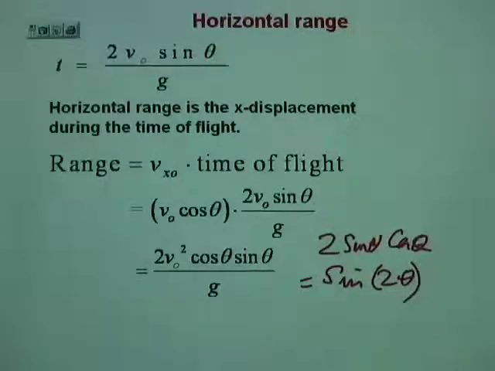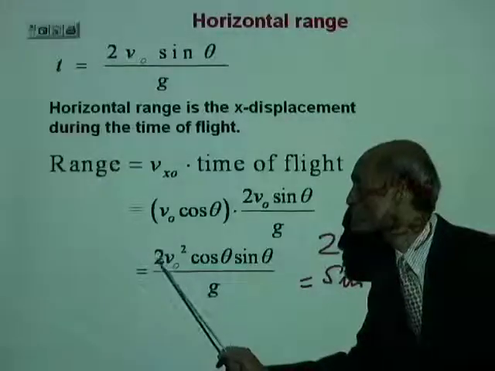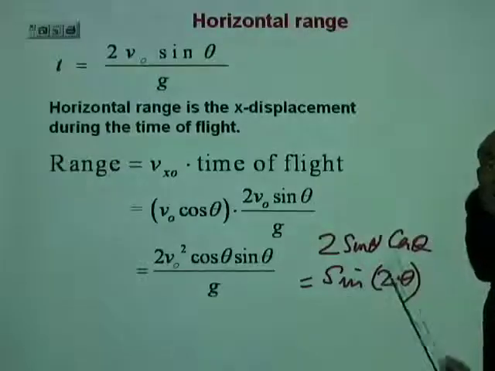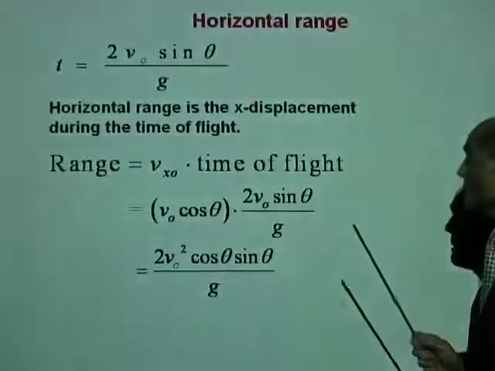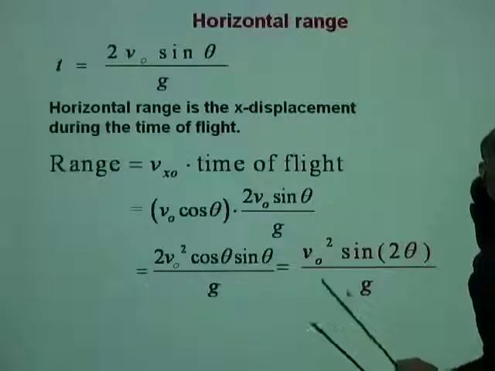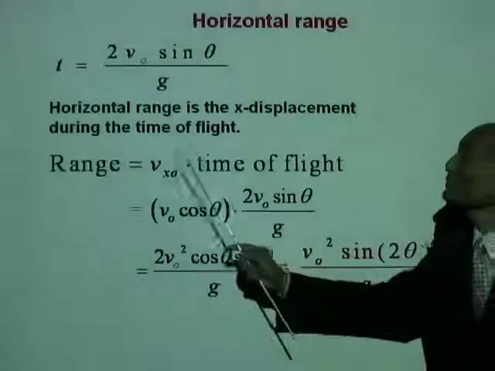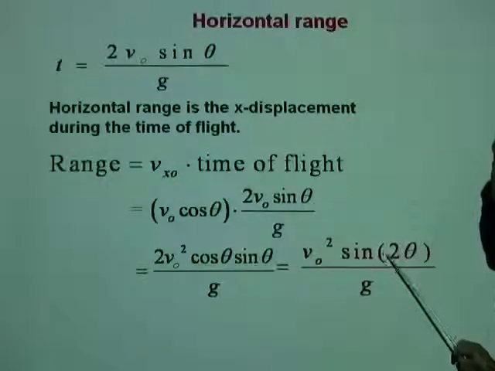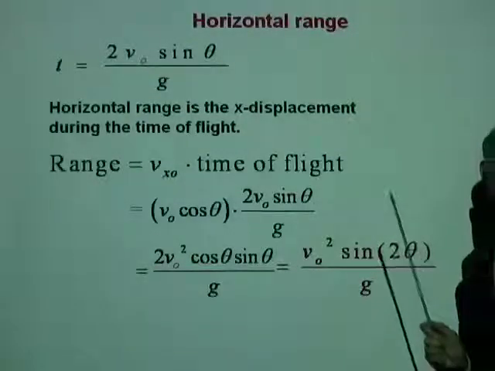Sine of 2 theta. So we can now replace this 2 sine theta cos theta by sine of 2 theta, and so the equation for the horizontal range of a projectile is range equal to v0 squared sine of 2 theta over g.